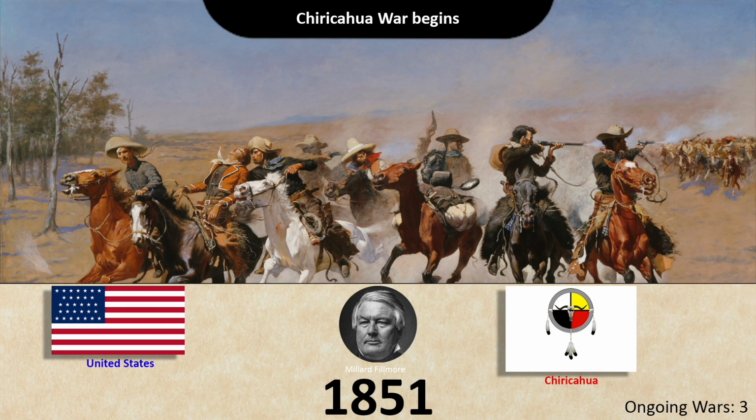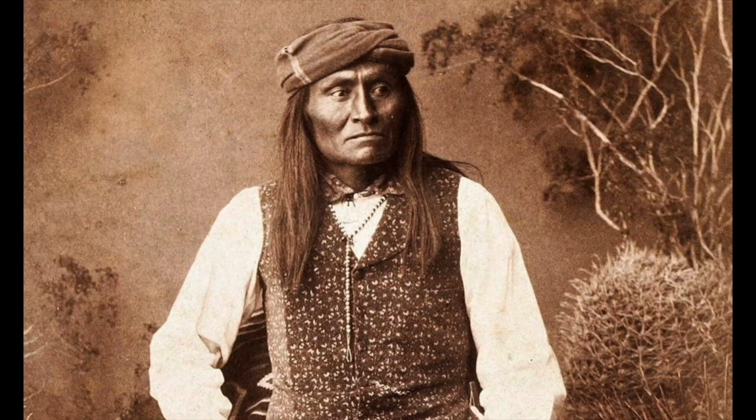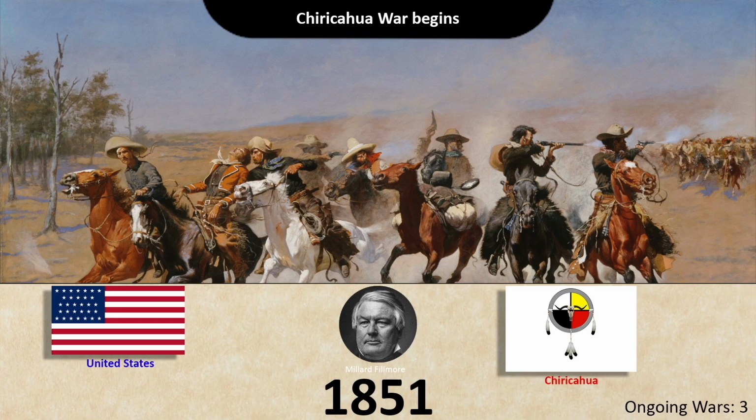The next year, in 1851, the Chiricahua War would begin, and the first incident would occur near the Pinos Altos mining camp, in which Mangas Coloradas, an Apache tribal chief, and a member of the Membreno Apache would be attacked by a group of miners, and they would tie him to a tree and just beat him. The situation with Mangas Coloradas would be the starting point of this war.